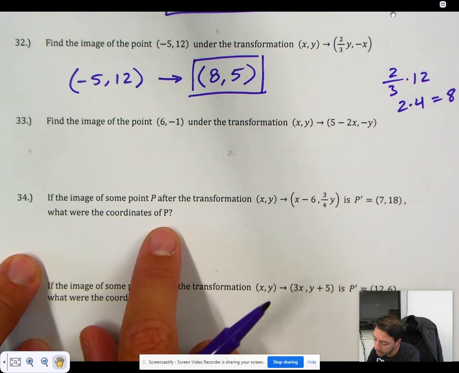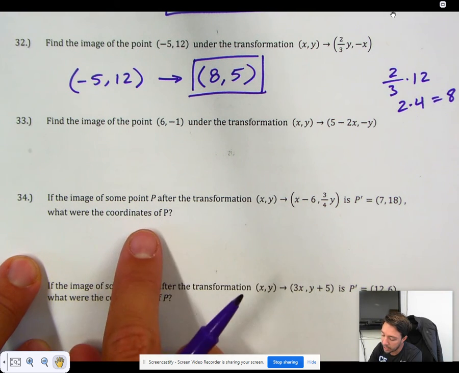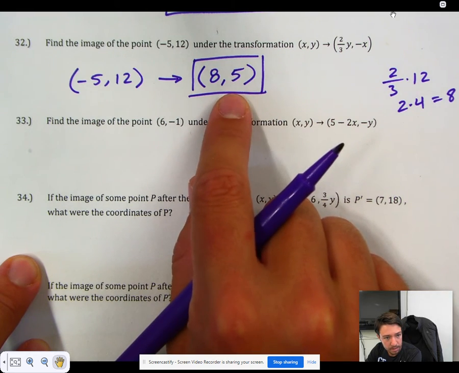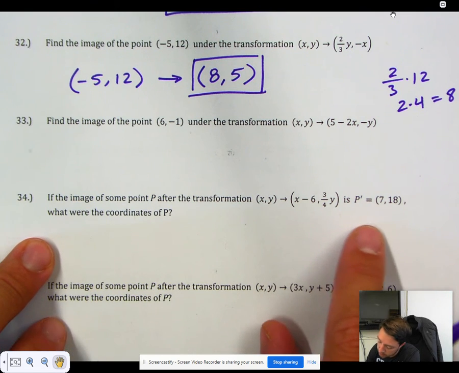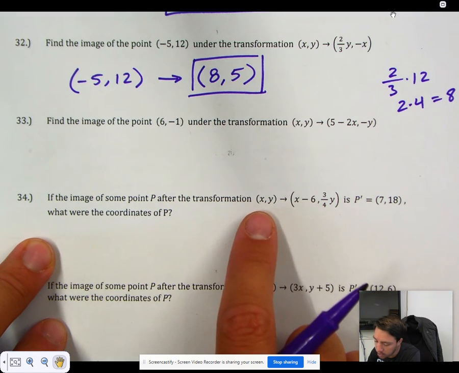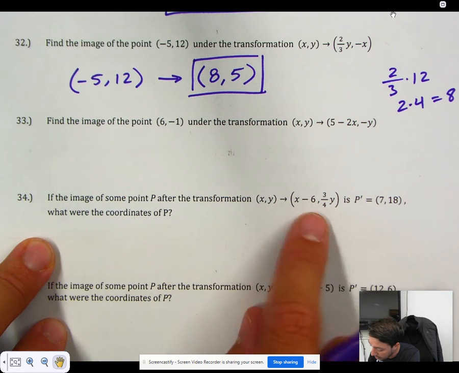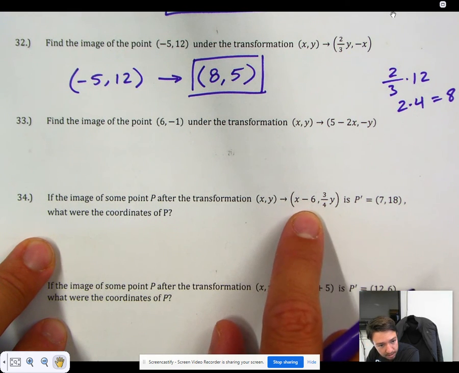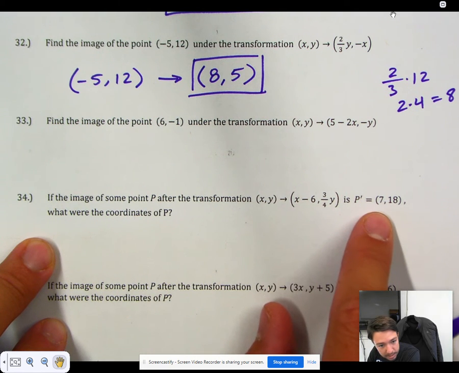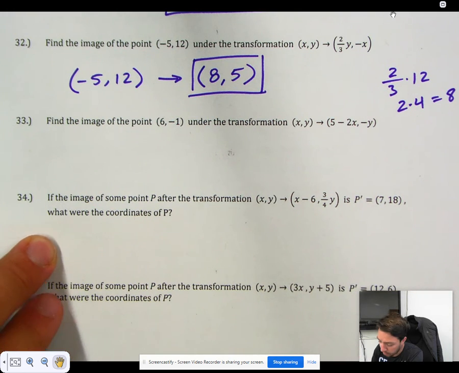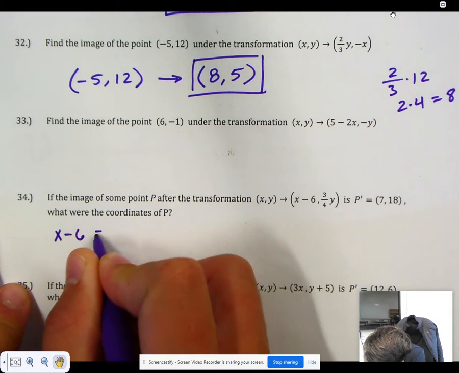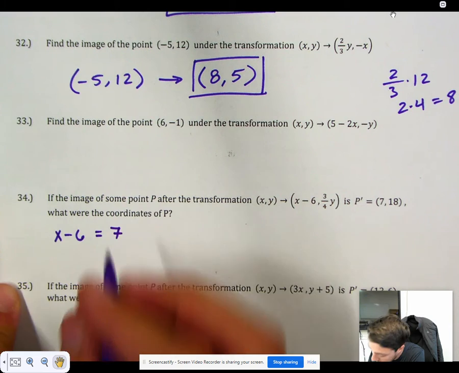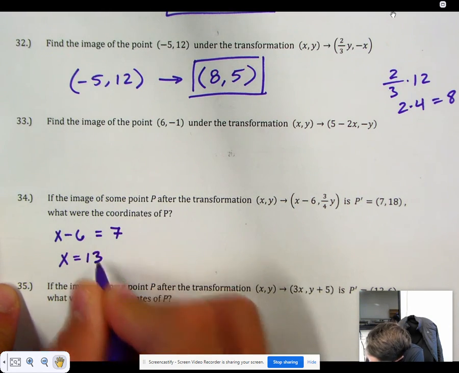So what that's asking is, this time we're being told the image, and we want to work backwards and figure out what the pre-image was. So we ask the question, we started with some x, y, and look what happened. We subtracted 6 from the x and ended up with 7. So what did we start off with? And now if that's tricky for you, you can write an equation. You can say, what number, when you subtract 6 from it, would give you 7? And if you solve that, you get 13.